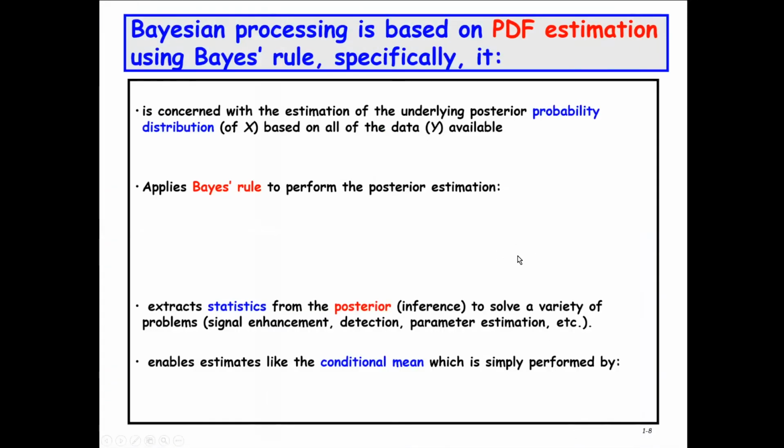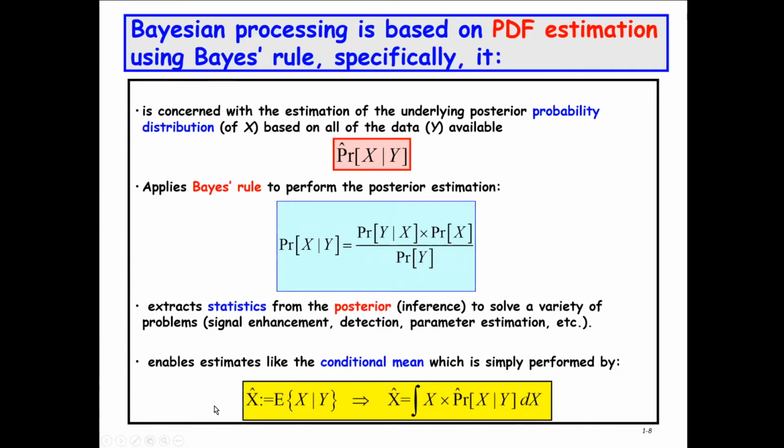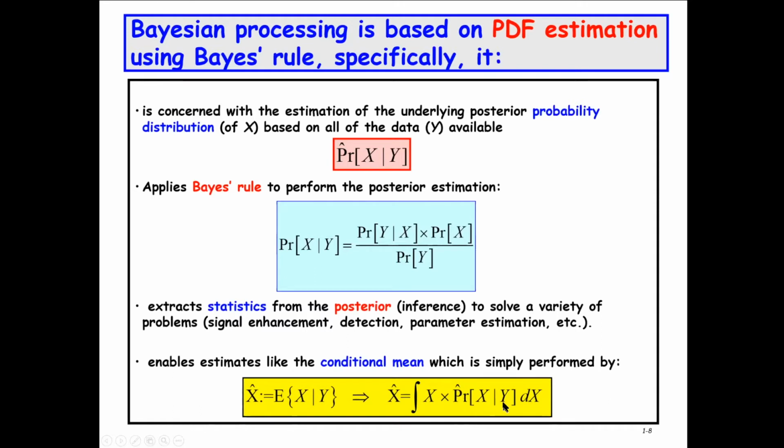Bayesian processing is based on PDF estimation using Bayes' rule. So this is the posterior distribution. The hat means estimate, and we're trying to find out the distribution of X. That's what we're after, our state or our signal, based on the data Y. Bayes' rule looks like this, where the posterior can be decomposed into the likelihood times the prior divided by the evidence. Once you've got this, you can extract statistics from the posterior. You can use that to solve a whole bunch of different problems. For example, once you've got the posterior distribution, the p hat here, then you could integrate it in a sense to pull out an estimate of the variable or the signal that you're interested in.